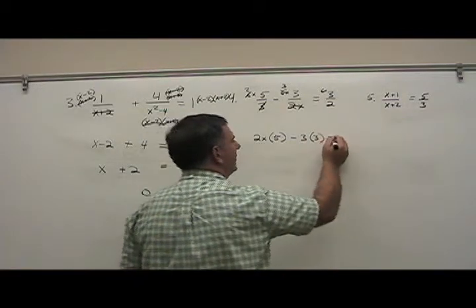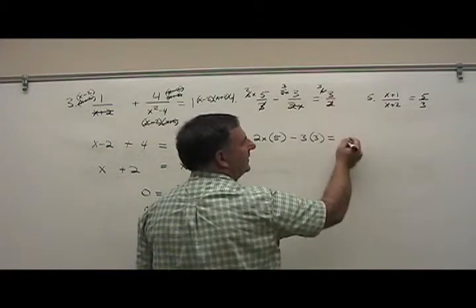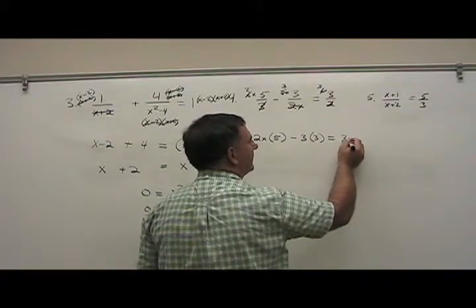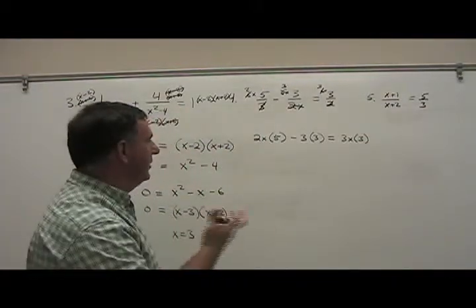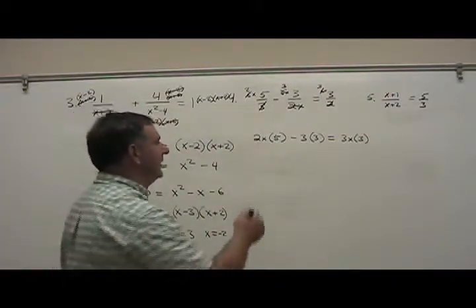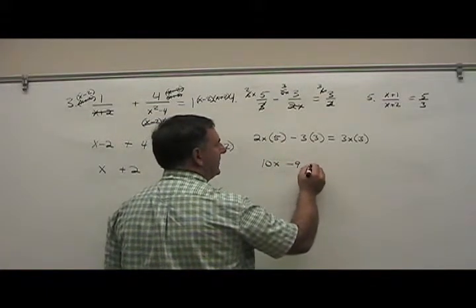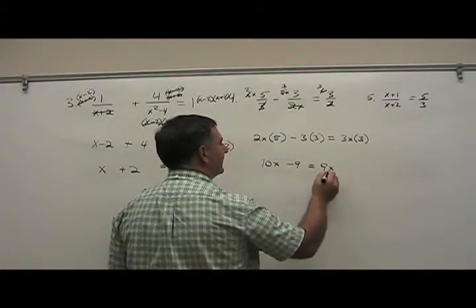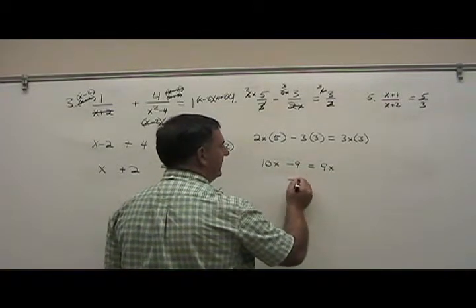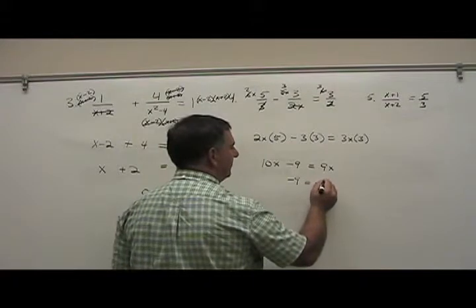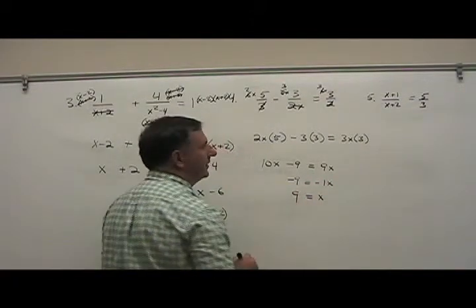And over here, we'll end up with the 2 going into 6 3 times, and so we'll end up with 3x times 3. Now this problem's a little bit simpler because you can see we don't have any x squared terms in it. And so we'll end up with just 10x minus 9 equals 9x. Getting everything to one side, we'll bring the 10x over. Minus 9 is equal to minus 1x, and so x is equal to 9.